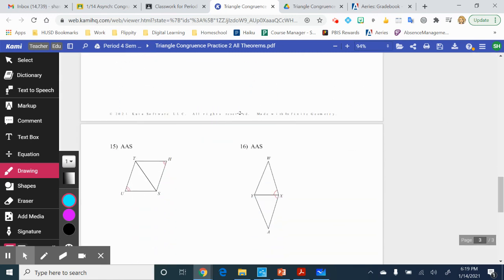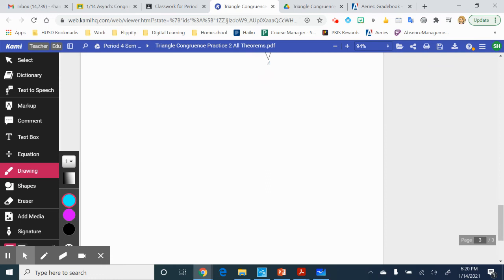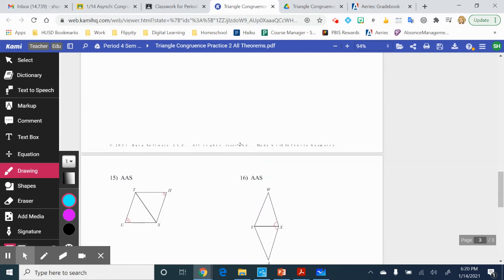Is that a vertical angle? No, that one's just regular. It says loading, isn't it? Let me go all the way down. No, I think that's it.